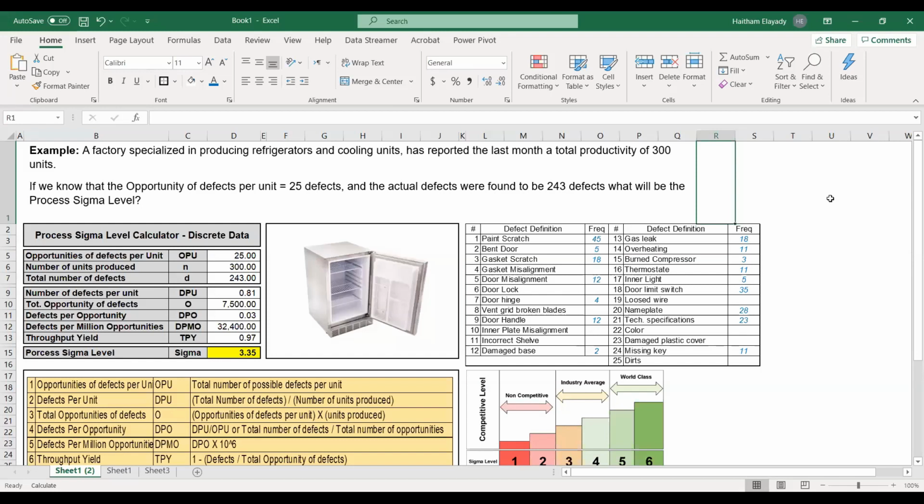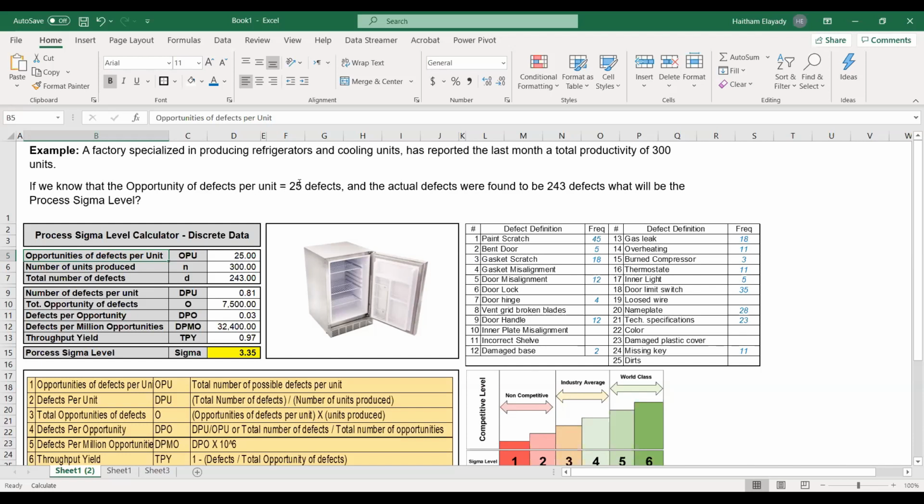Okay, so I've summarized the example in the Excel sheet, and let's analyze the exercise more deeply. From that exercise, we can see that the total units produced were 300 units, which is known as N, 300. Then we have the opportunity of defects per unit, which is 25 defects, because here it's mentioned that the opportunity of defects per unit is found to be 25 defects.